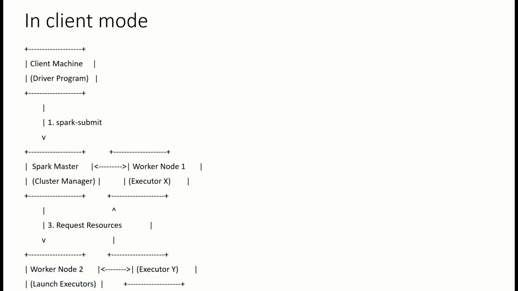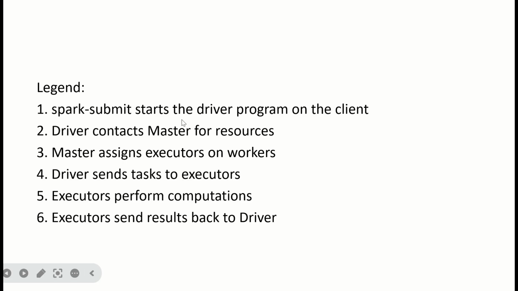This is the entire process which happens in the client mode. Spark submit starts the driver program on the client machine. Driver contacts the master for resources. Master assigns executors on worker nodes. Driver sends tasks to executors. Executors perform computations. Executors send results back to the driver. This is the entire process happening when we submit a Spark job in client mode.